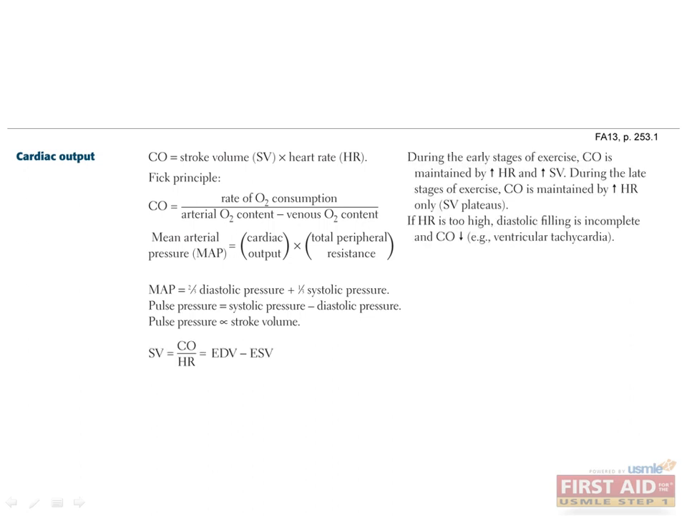Another important thing to remember is that faster heart rate only increases cardiac output up to a point. If the heart rate is really fast, like with a ventricular tachycardia, there isn't enough time for blood to fill in the ventricles during diastole, so cardiac output actually decreases.